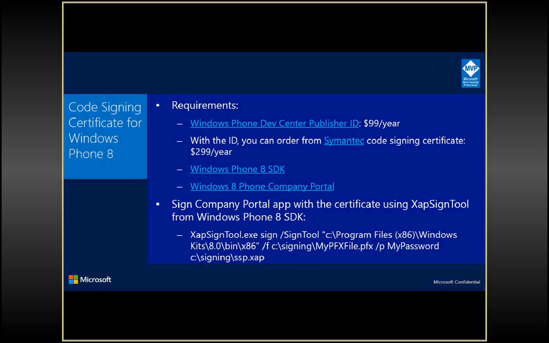You only need this SAP sign tool from that SDK, and then you need to have a Windows Phone 8 company portal. The main purpose of all this process is that you need to sign the company portal app and all your own applications, line of business applications that you have developed, with that signing certificate. And many people didn't like this process.